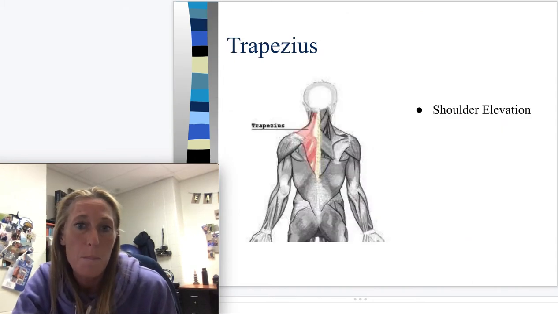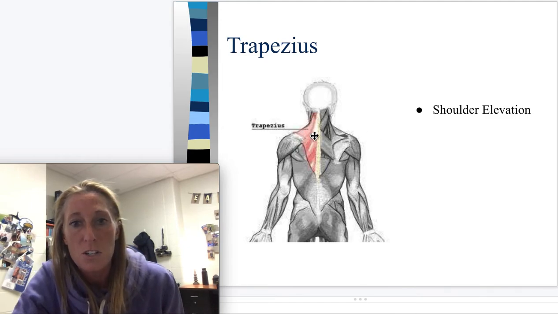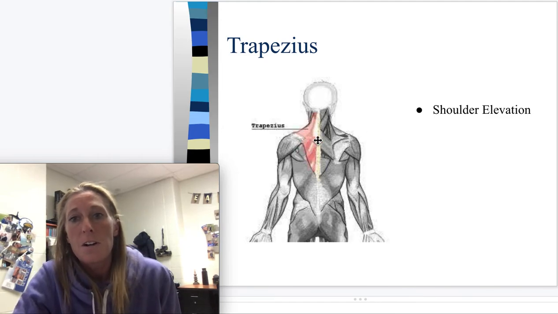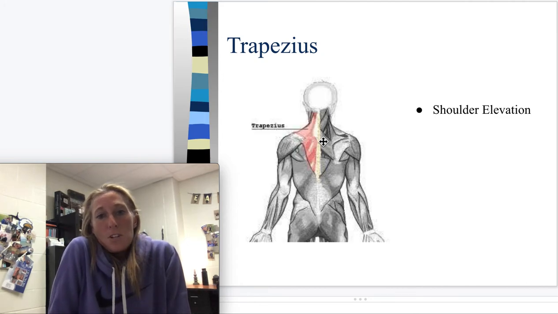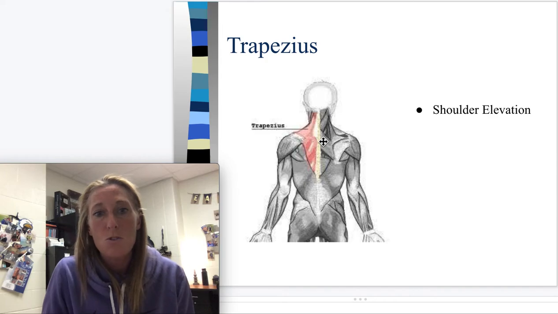The next one is trapezius. The trapezius is a muscle that attaches here to the spine and then out here. It allows for shoulder elevation. You probably call it traps, shoulder raises or shoulder shrugs.